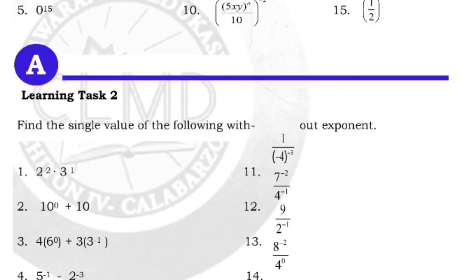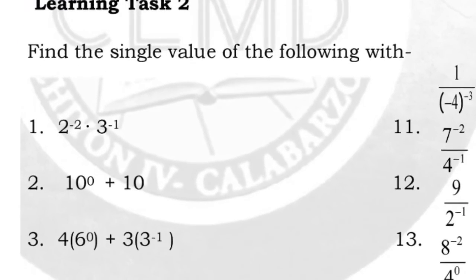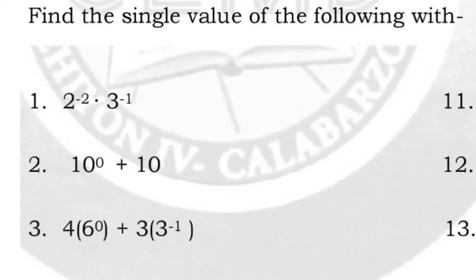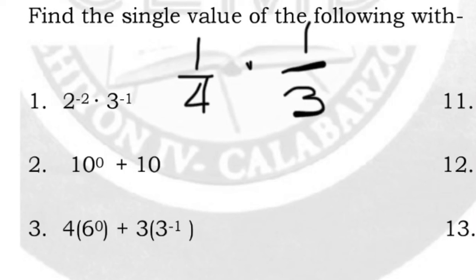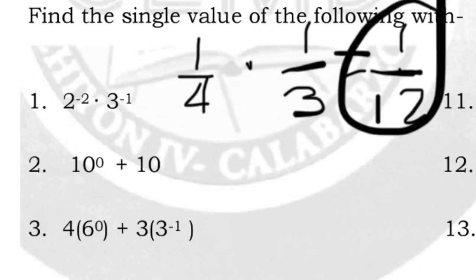For learning task number 2, you're going to find the single value of the following without exponent. So there should be no exponent in these problems or in these items. So for example, number 1, 2 to the power of negative 2 times 3 to the power of negative 1. So 2 to the power of negative 2, this is 1 over 2 to the power of 2, which is 4. Then times 3 to the power of negative 1 is 1/3. So multiply, 1 times 1 is 1. Then 4 times 3 is 12. So our answer should be 1 over 12.